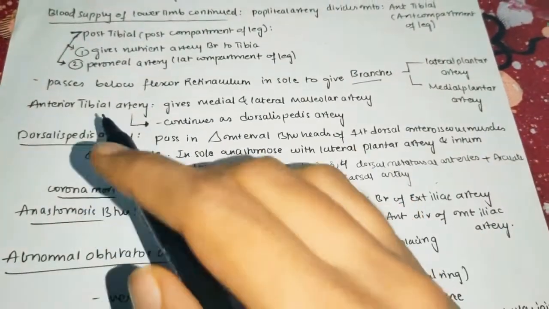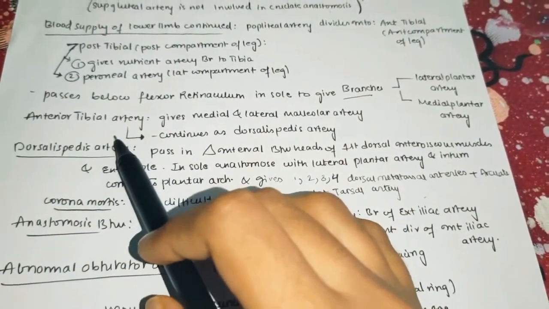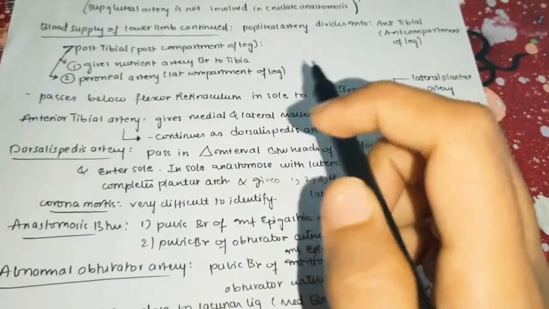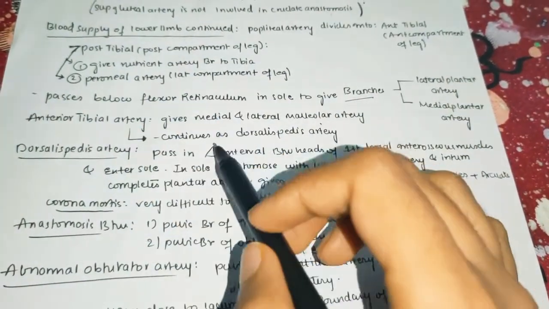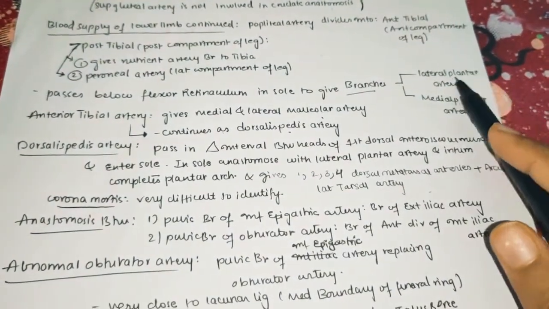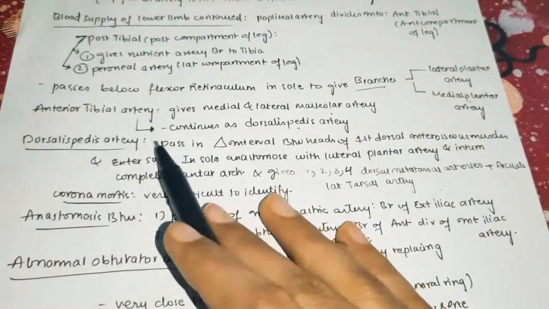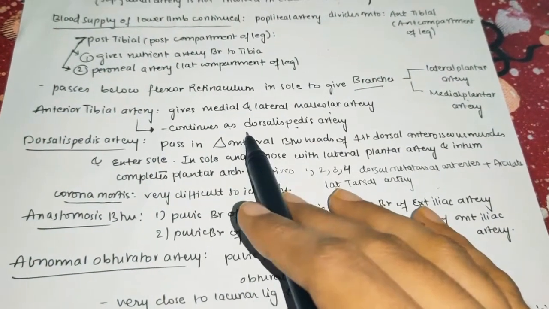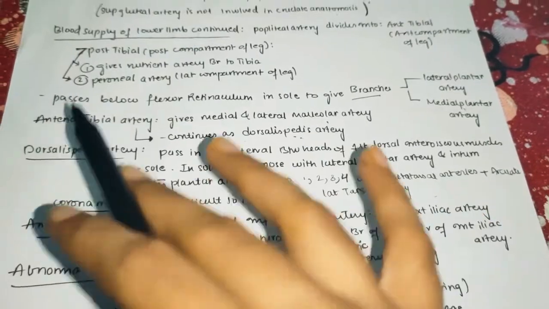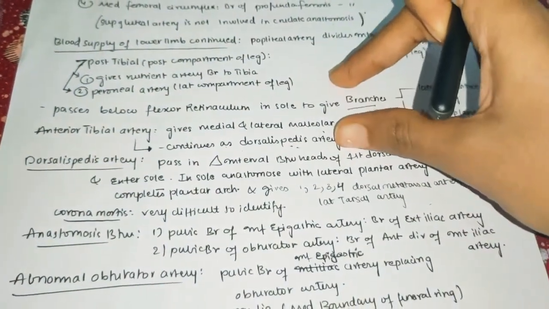Okay, and anterior tibial artery gives medial and lateral malleolar artery. So this is important. Anterior tibial artery will divide into medial and lateral malleolar artery, but the posterior tibial artery will divide into lateral and medial plantar artery. And this anterior tibial artery is continuous as dorsalis pedis artery. So for this, let us check out the diagram to understand this.